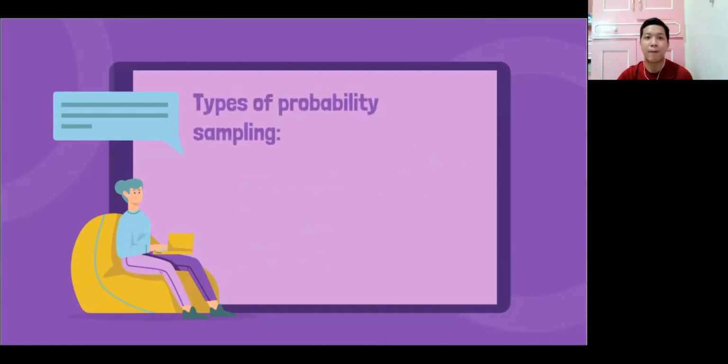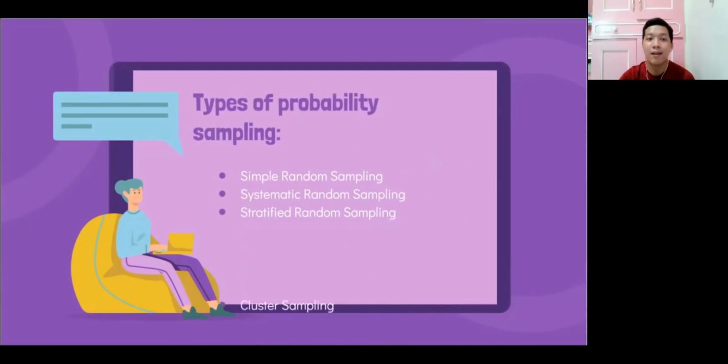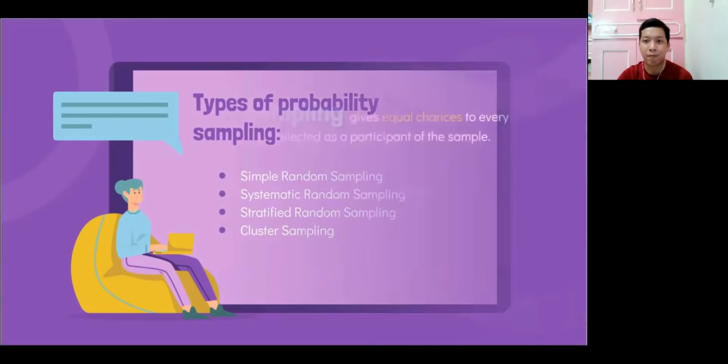So here are the types of probability sampling. First, we have the simple random sampling. Second, we have the systematic random sampling. Number three, we have the stratified random sampling. And lastly, we have the cluster sampling. Now, let us explore each of the types of probability sampling.